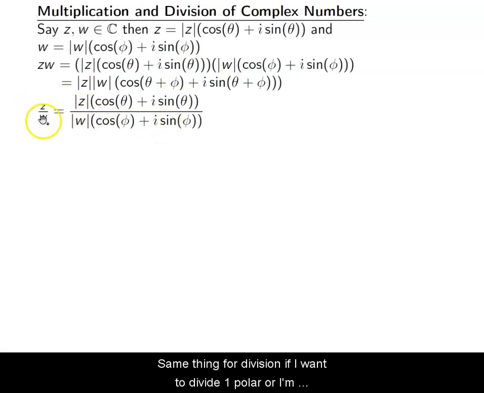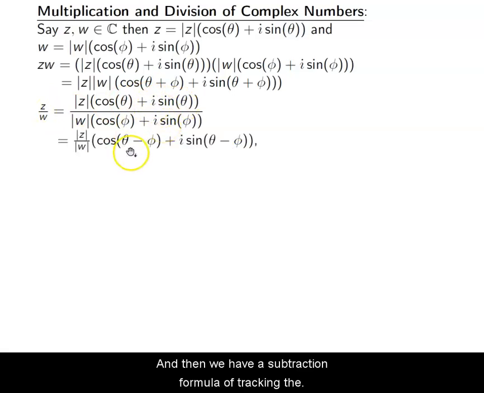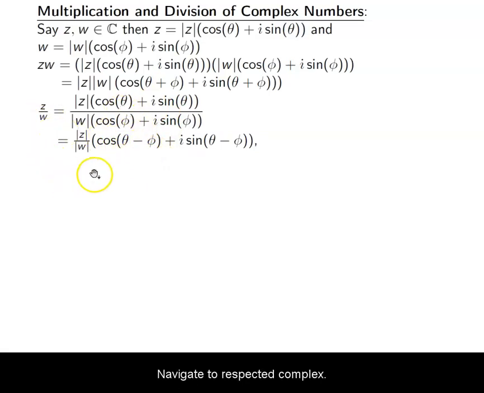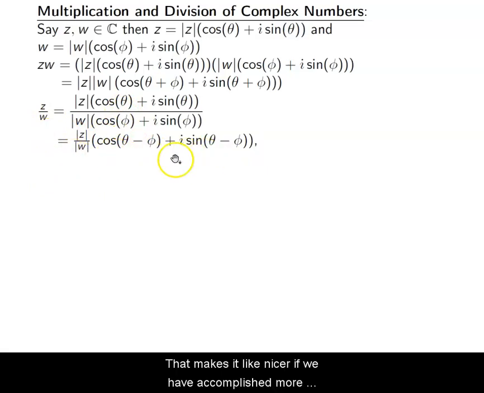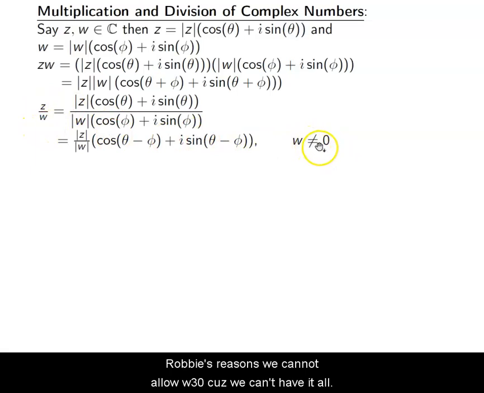Same thing for division. If I want to divide one complex value by another, instead of doing the way that we've been doing so far, we can put them into their polar form. And then we have a subtraction formula where we're subtracting the angles of the two respective complex values. Okay. So it makes it a lot nicer if we have their polar form already, or if their polar form is easy to find. Okay. So here, for obvious reasons, we cannot allow w to be 0 because we can't have 0 in the denominator.